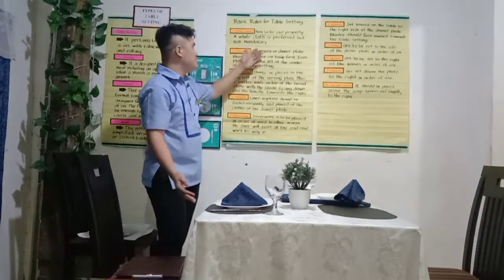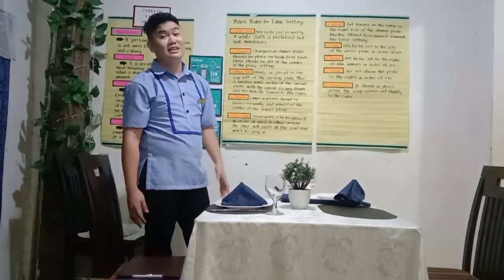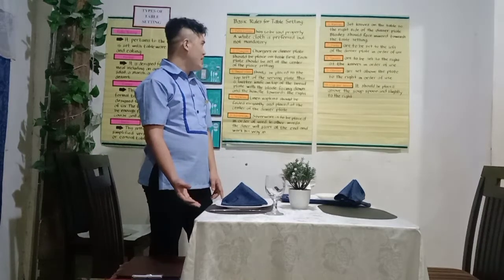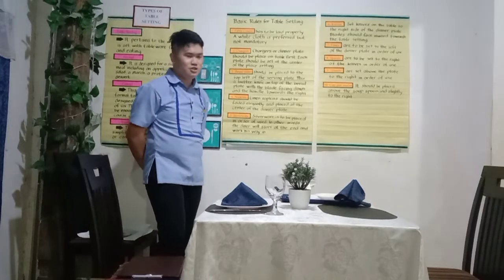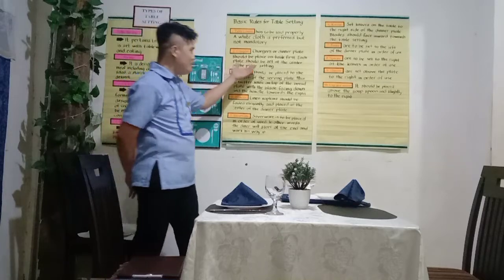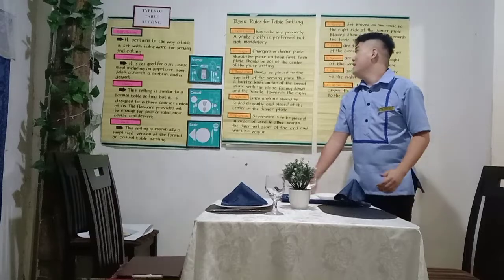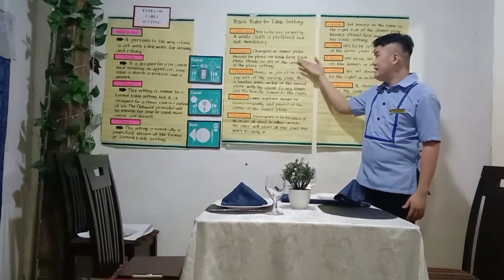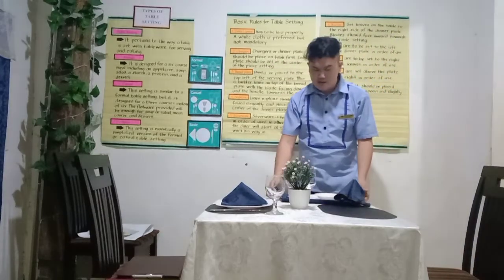The only rule is that the patterns of our linen must not clash with the patterns of our chinaware or dinnerware. Number two, chargers. Chargers or dinner plates should be placed on the table first. Each plate should be set at the center of the place setting.